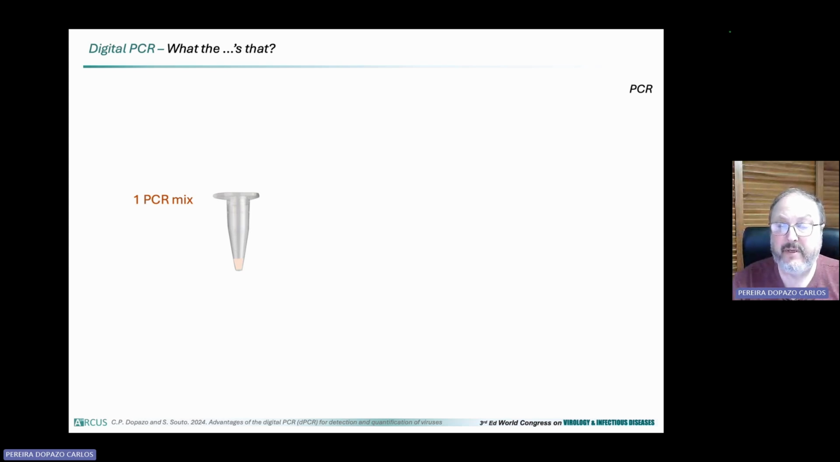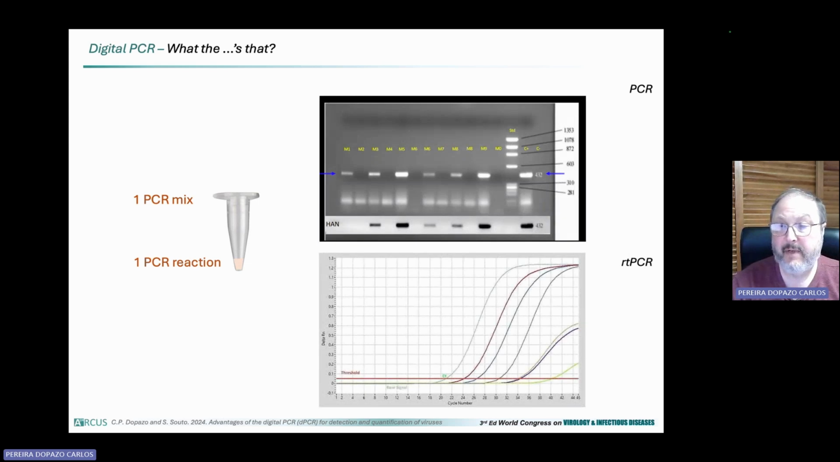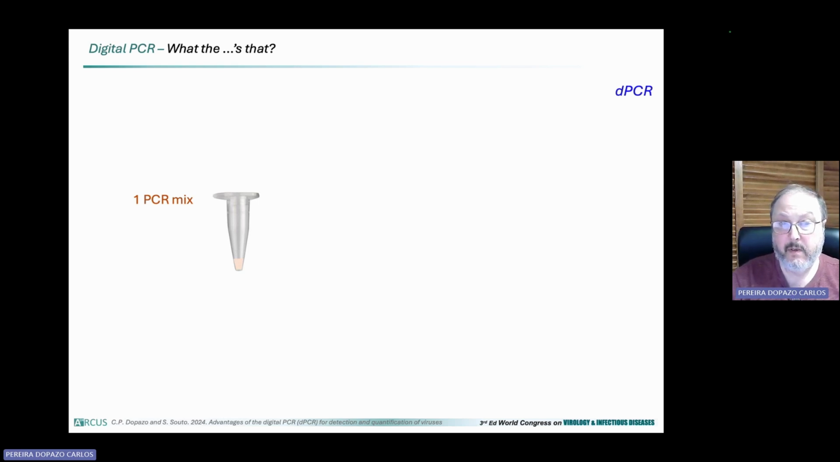Or you know that PCR is just a procedure of amplification of a template using a mixture of primers, probes in the case of qPCR, and enzymes. And so you have one PCR reaction, and then after the amplification, you develop the result with a gel in traditional PCR or with detection of fluorescence with RT-PCR. In the case of digital PCR, we are working also with a PCR mixture, so it's exactly the same.